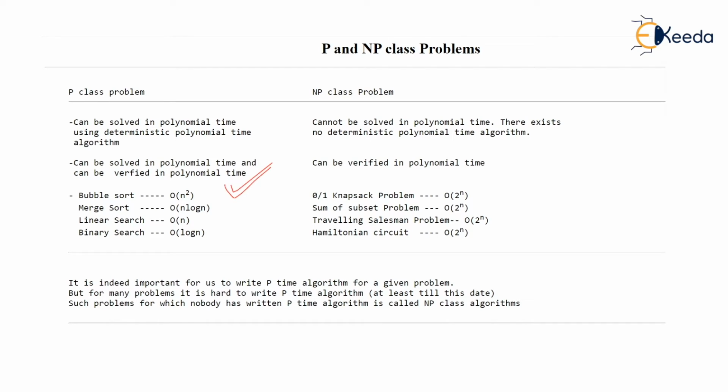Now what are NP class problems? The problems for which verification can be done in polynomial time are called NP problems. Hello dear students, stick to this definition. For NP class, there exists no deterministic polynomial time algorithm. We don't have a polynomial time algorithm. Such problems are called NP class. But such problems can be verified in polynomial time. We can't solve them, but we can at least verify.